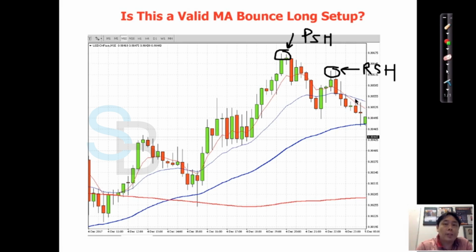Next, where's my recent swing low? This is my recent swing low, where I anticipate a bounce. And where's my previous swing low? It is here. So again, you can see that my recent swing low is lower than the previous swing low. Lower lows. My recent swing high is lower than the previous swing high. Lower highs, lower lows, so I'm not confident that it's a clear uptrend. So this is not a valid trade.